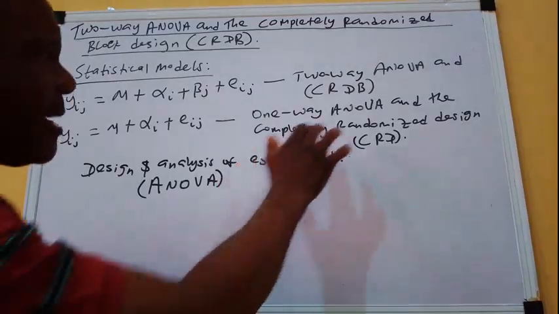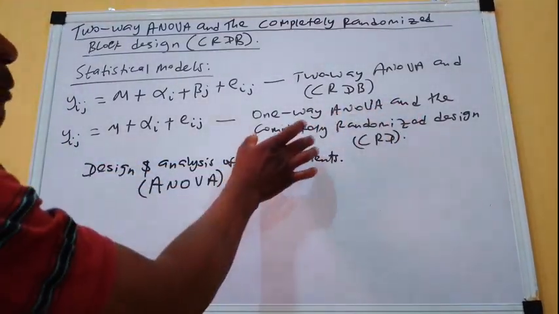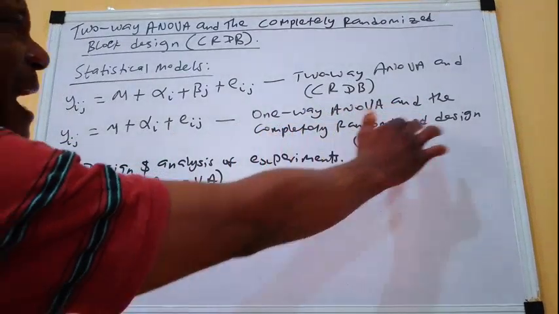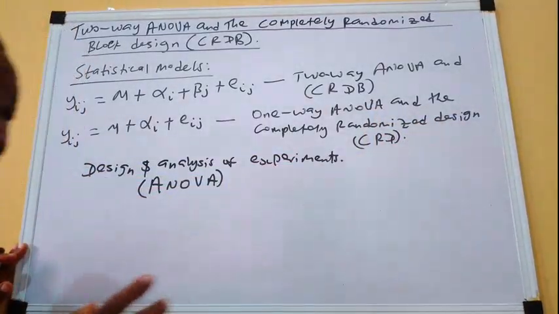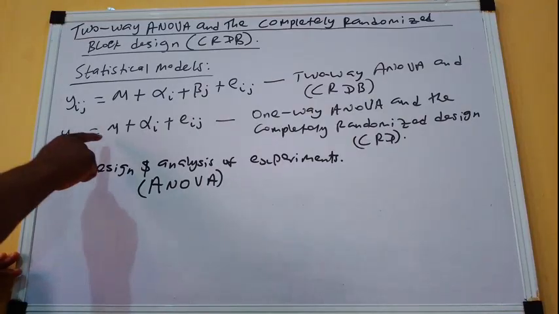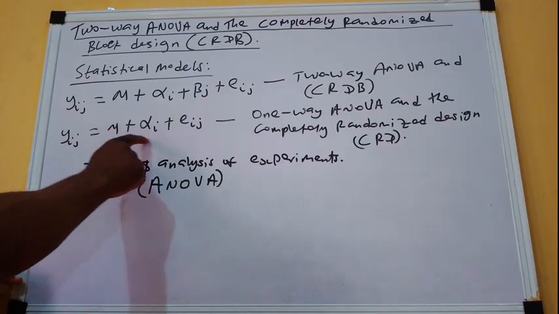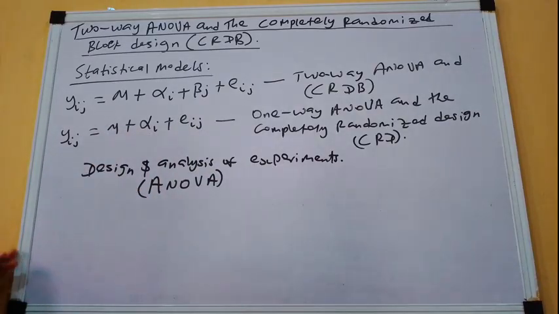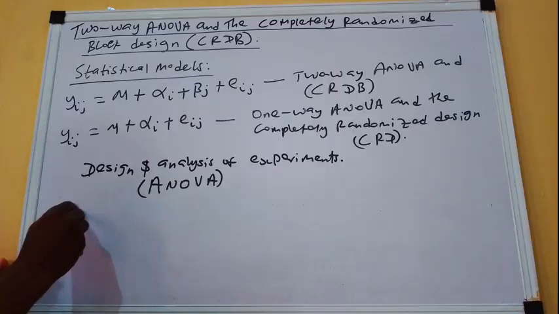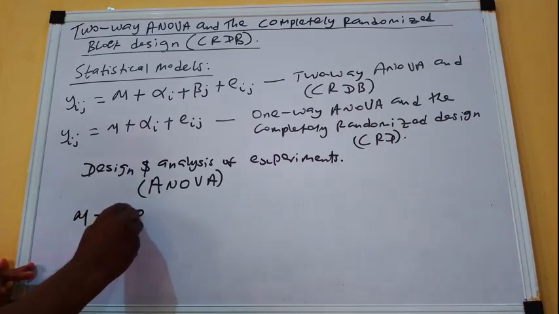Now for the one-way ANOVA, analysis of variance, we use the one-way analysis of variance to analyze the completely randomized design. The completely randomized design has a single factor. So that's why we make use of the one-way ANOVA to analyze it and get results. So now, this is the model, the statistical model for the one-way analysis of variance. The one-way analysis of variance is used for the completely randomized design. Now, this mu in statistics means the population mean.